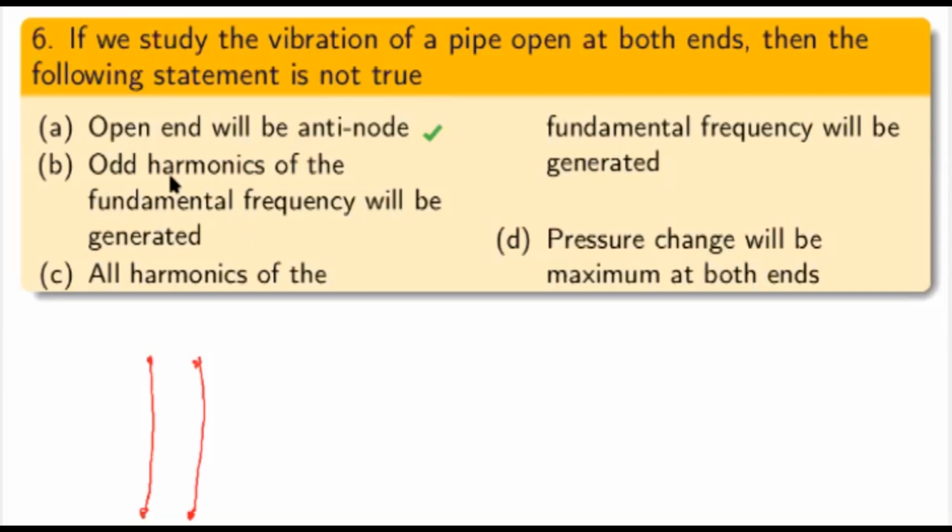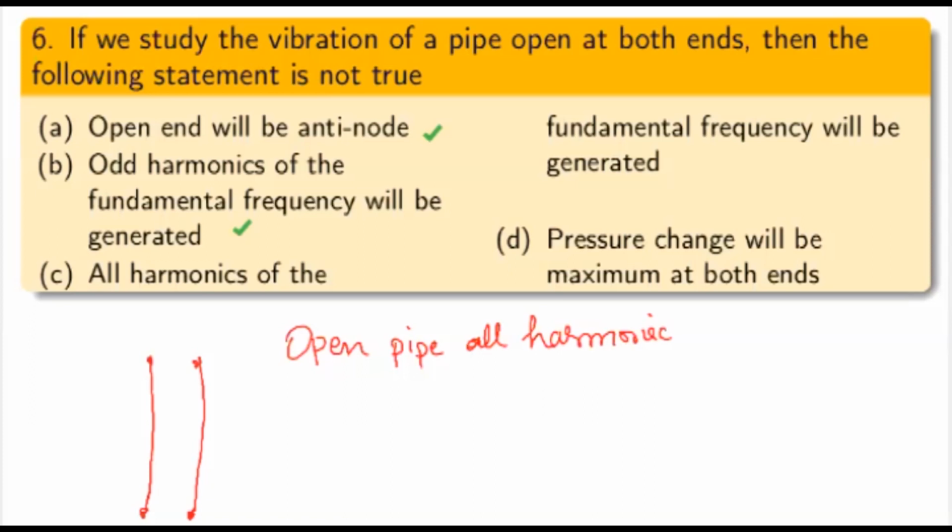Let's go to the second one. Odd harmonics of the fundamental frequency will be generated. We know that in an open pipe, all harmonics are present. And they are not saying just odd harmonics are generated. So odd harmonics are generated. Yes, it is true. Odd harmonics are present. All harmonics of the fundamental frequency will be generated. Yes, that is also true.